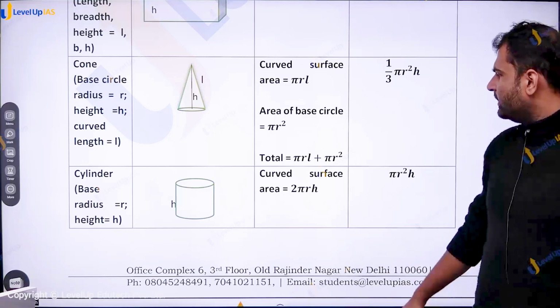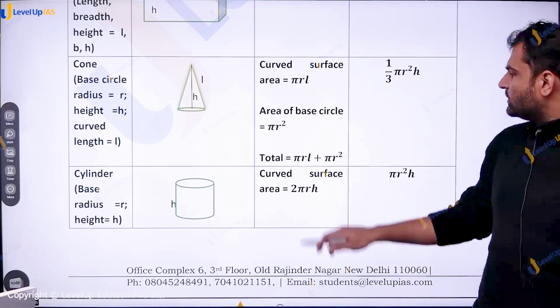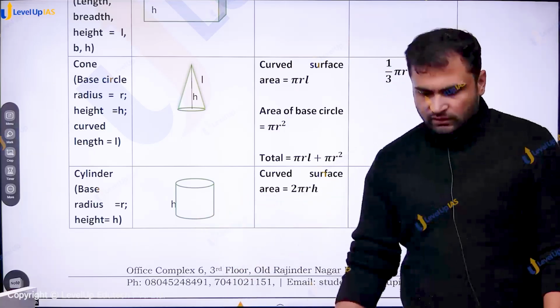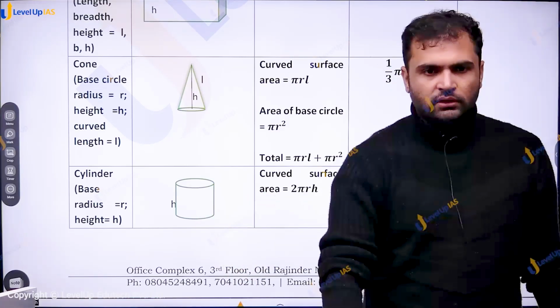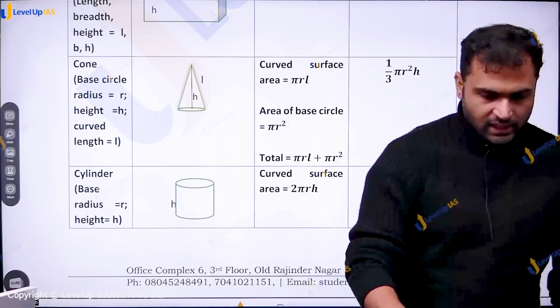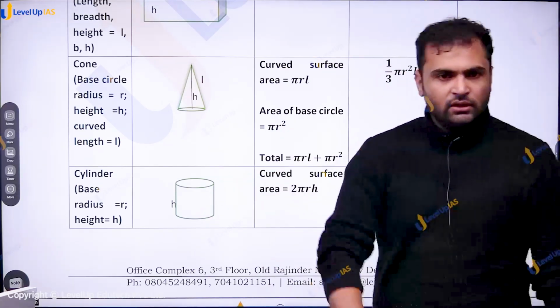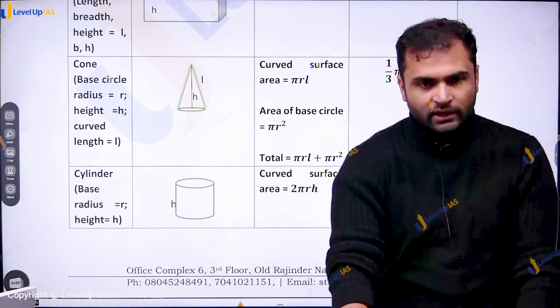And for a cylinder, you have curved surface area. You can imagine it like this: what is the circumference of the circle? 2 pi r. And how many such circles are put one over another to build this cylinder till height h? 2 pi r into h.